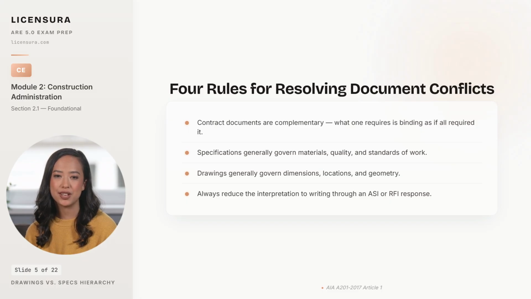And the fourth, which architects forget under time pressure, is that you reduce every interpretation to writing through an ASI or an RFI response. A verbal interpretation in the field has 0 contractual weight when the dispute reaches Article 15. Writing it down is what makes the interpretation defensible. Bringing the impartiality obligation and the document hierarchy together is what makes the architect's interpretive role hold up under stress.